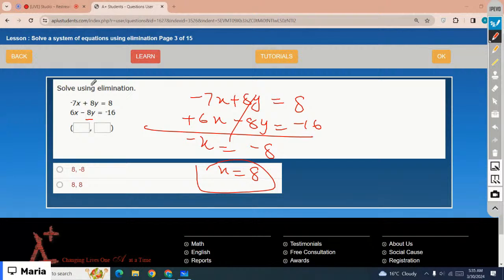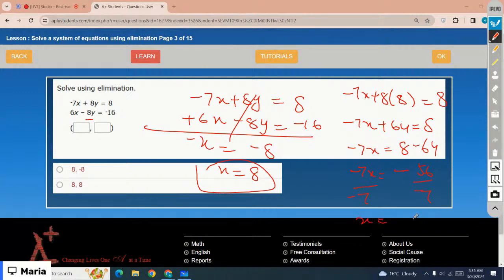Now you can substitute x equals 8 in any of the equations and solve for y. Negative 7x plus 8 times 8 equals 8. That is negative 7x plus 64 equals 8. So negative 7x equals 8 minus 64. So negative 7x equals negative 56. Divide both sides by negative 7. So you're left with x equals 8. So the solution of the equation is 8 and 8.